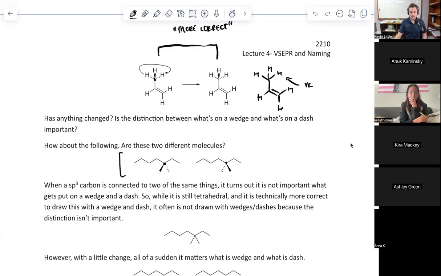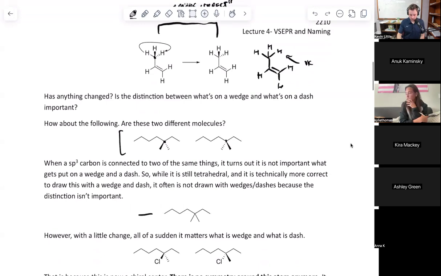So in this case, people will often draw it like this, myself included. Does this mean that this carbon is all of a sudden flat? That this sp3 carbon is all on plane? No, it doesn't. This is actually technically the less correct way of drawing it, right? One of these methyls is on a wedge and one of them's on a dash. It's just not important which one's which.